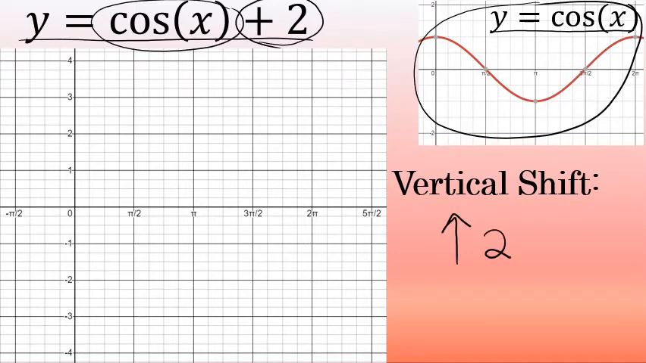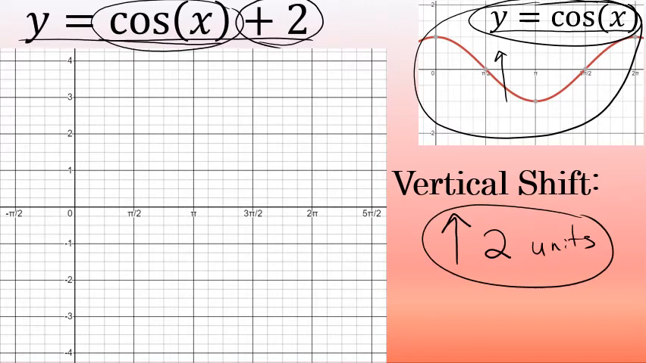And so in this case, because there's a plus 2 at the end of this equation, I'm going to shift the graph of y equals the cosine of x up 2 units on the coordinate plane. This graph will look exactly like y equals the cosine of x, except it will be shifted up 2 units. A good place to start after you identify that there's a vertical shift of 2 units is to draw a dotted line 2 units above the x-axis.